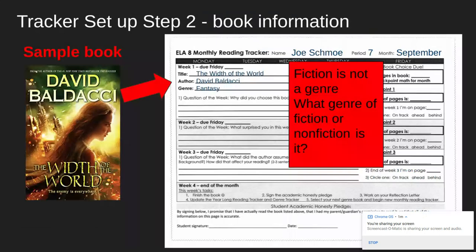Step 2 is the book information. Now for me, I'm going to do the sample book, The Width of the World by David Baldacci. Notice that on the upper left side, I have filled in the title, author, and genre. Please note, fiction is not a genre. Use the genre notes that you have to figure out what genre of fiction or non-fiction is your book. Do not write fiction for the genre unless you would like me to call you over on Friday to fix it. What genre of fiction or non-fiction is your book? Pause the video and fill out that information.